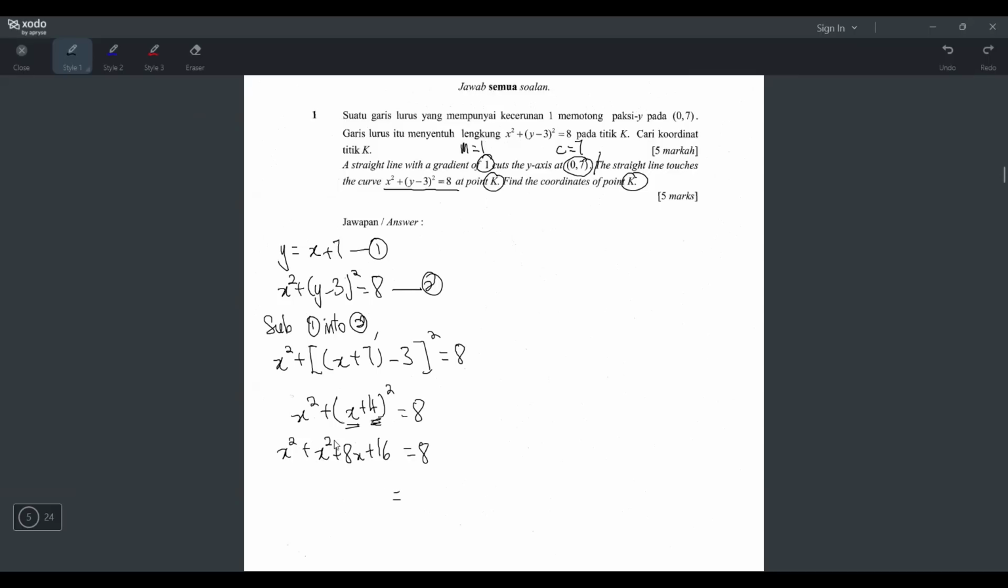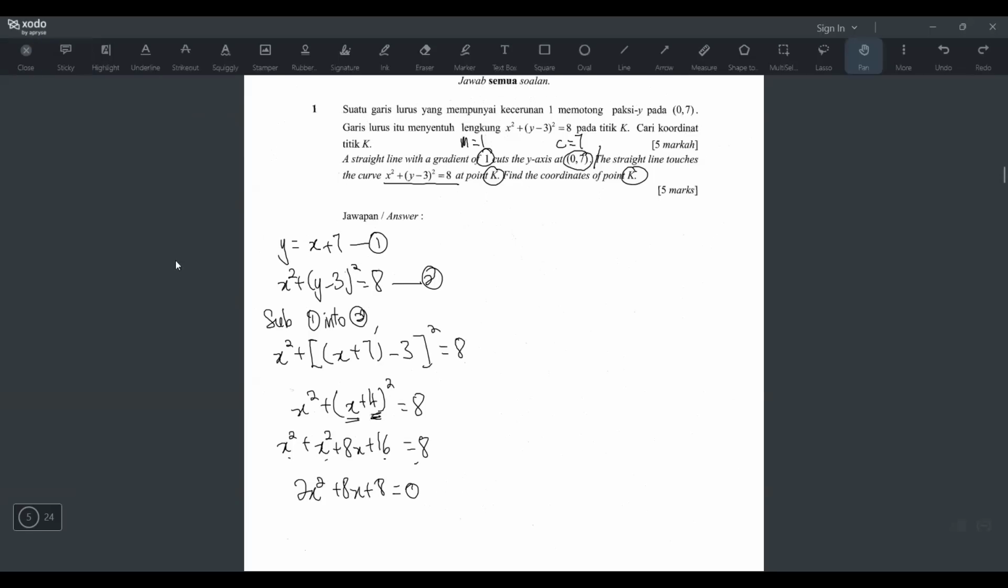Lepas tu, you nampak ada square, right? So when you see square in your equation, it means this is a quadratic, and you have to move everything to one side equals 0. Means you have to susun jadi general form. So x squared plus x squared is 2x squared, and then 8x, 16 minus 8 is positive 8, and then equals 0.